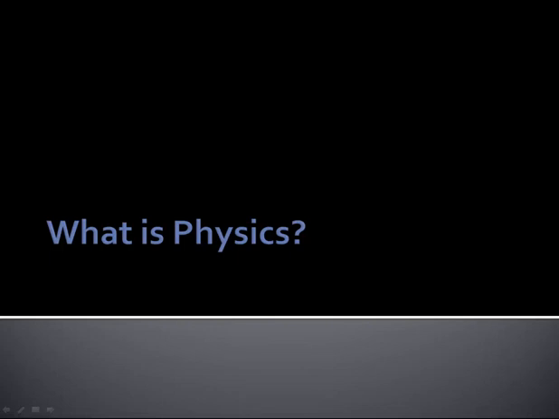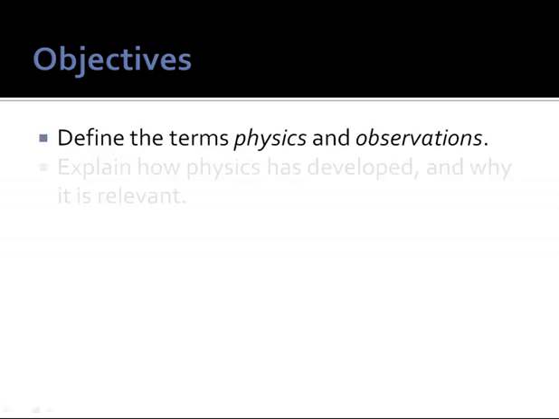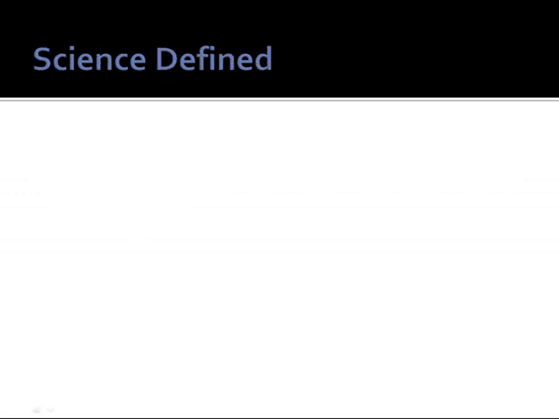In this lesson, we will explain what physics is. The objectives of this lesson will be first to define the terms physics and observations, and to explain how physics is developed and why it is relevant.